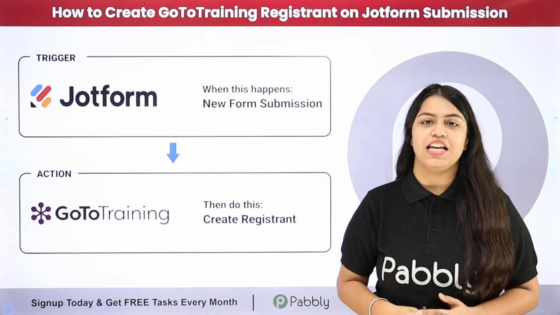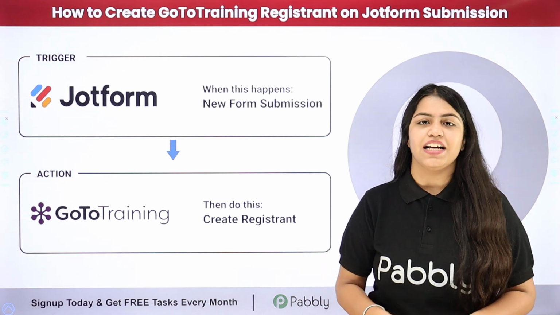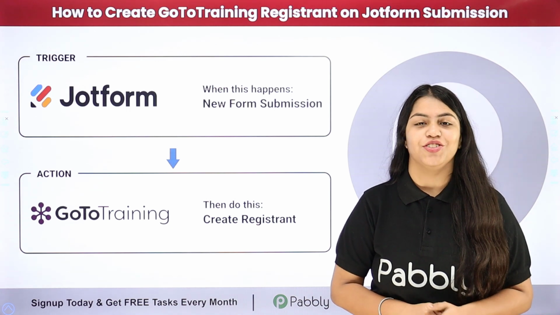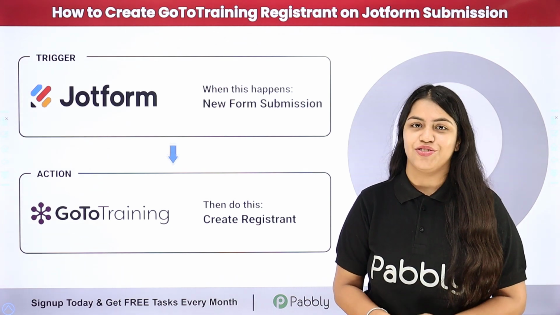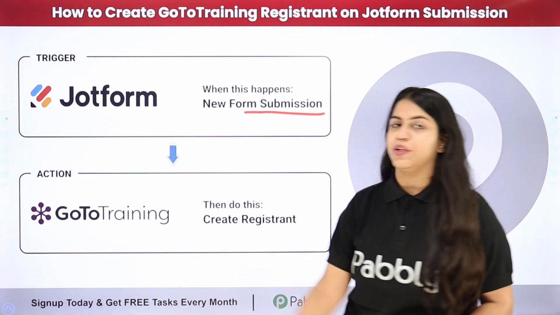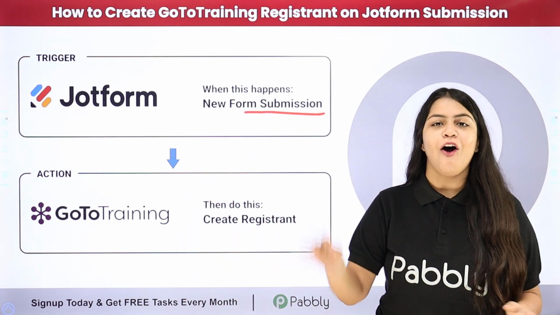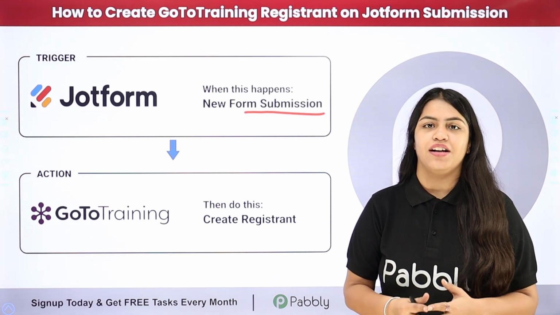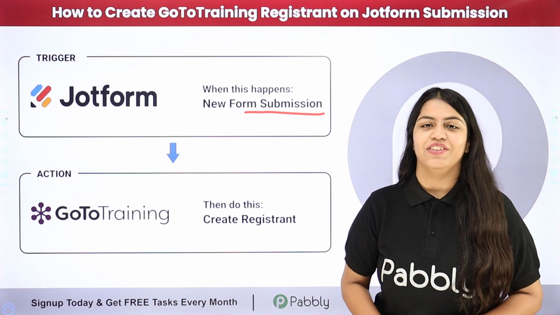So over here I'm running an edutech company and we regularly conduct training sessions. And we use Jotform to collect the registrations for these training sessions. So now what I want is that as soon as someone registers for the training session on Jotform, automatically that registrant should be created in my GoToTraining account too, without any manual efforts.